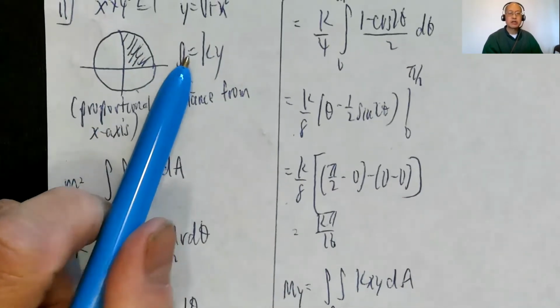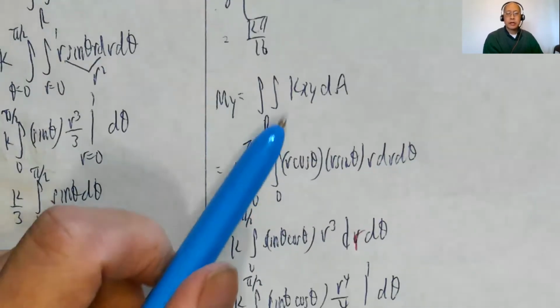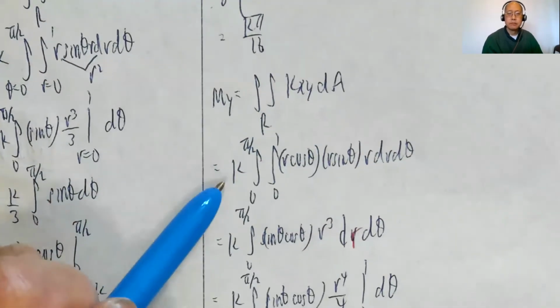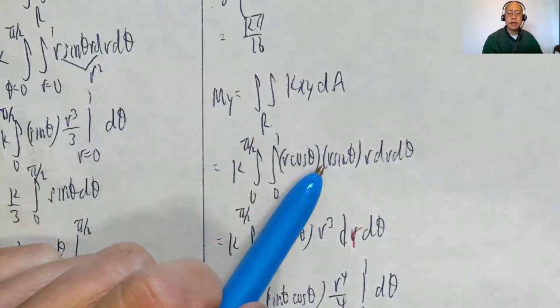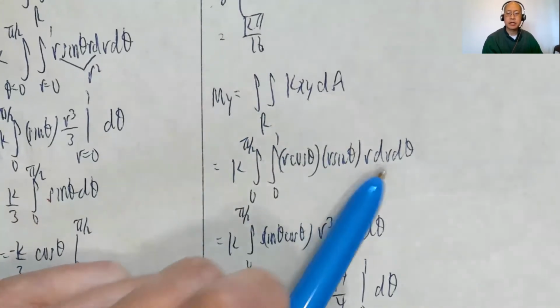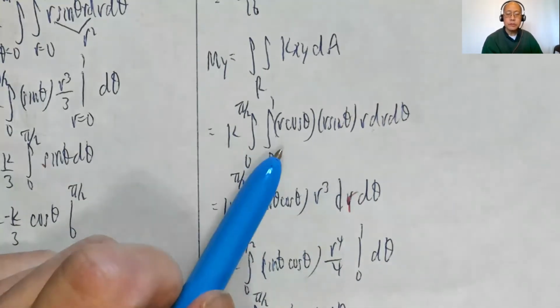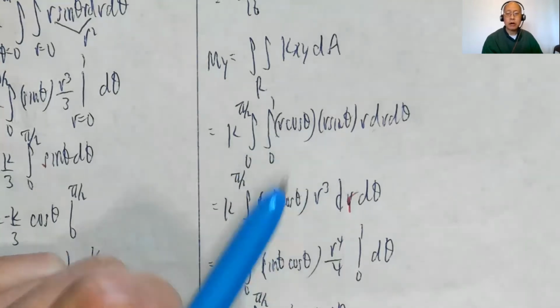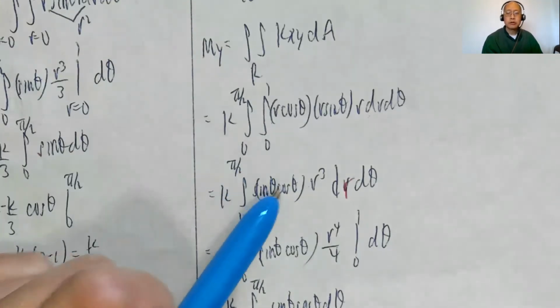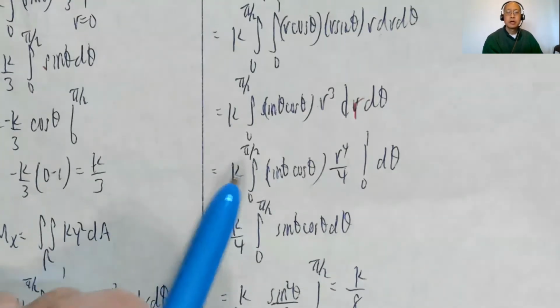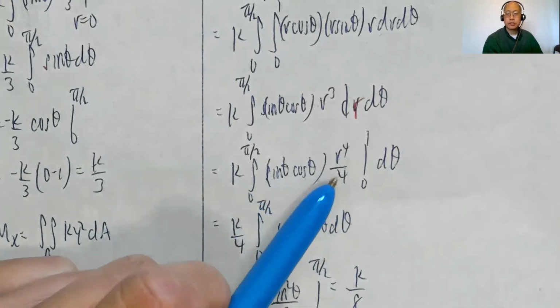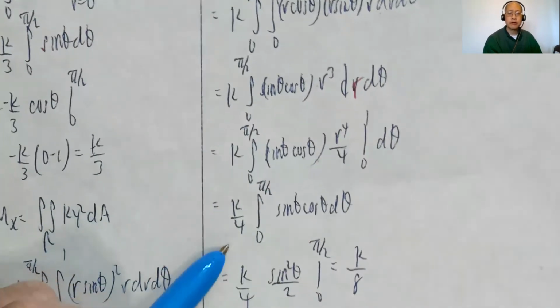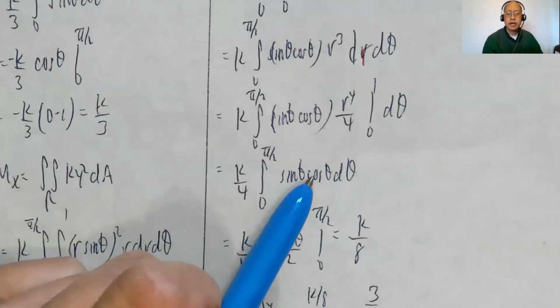Then finally, m sub y, I multiply the original by an extra x. So kxy dA. K comes out, x is r cosine theta, y is r sine theta, dA is r dr d theta. So once again, I have r cubed, sine theta, cosine theta. So I'm integrating r cubed, which is r to the 4th over 4 from 0 to 1. Plug in 0, you get 0. Plug in 1, you have 1/4. So k over 4. Sine theta, cosine theta, d theta.